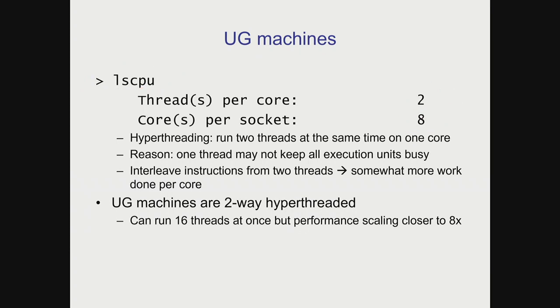Okay, so that's what you've got on the UG machines. For your milestone 4, what matters the most is actually the number of cores. If you manage to take your program and turn it into a multi-threaded program, you can use all 8 of these cores and get some operations done about 8 times faster.